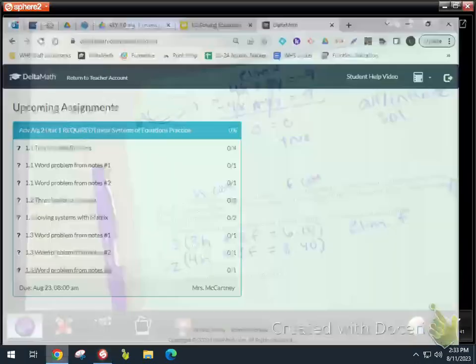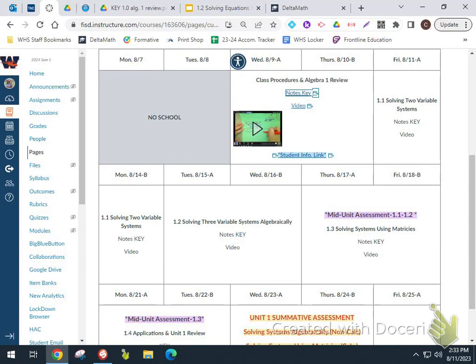Remember, we've got a mid-unit assessment, not next class, but the next. This is about half of it, is 2 variable systems, Algebra 1 style. Okay? All right, now you work.